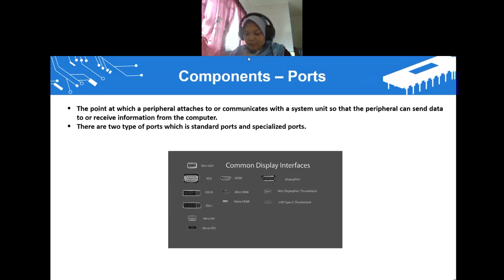Okay, next component is a port. A port is a point at which peripherals attach to or communicate with a system unit so that it can send or receive data from the computer. There are two types of ports, which are standard ports and specialized ports.